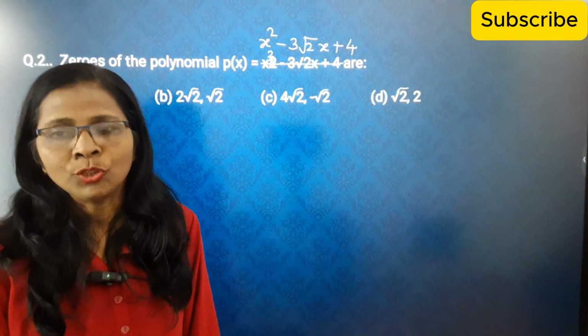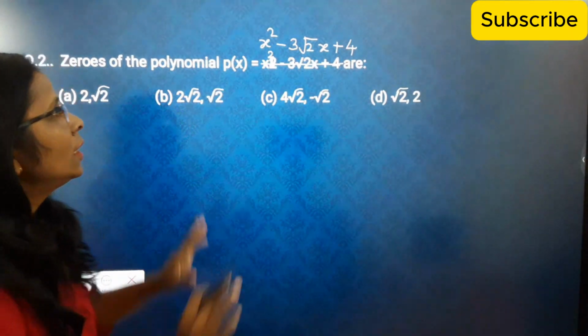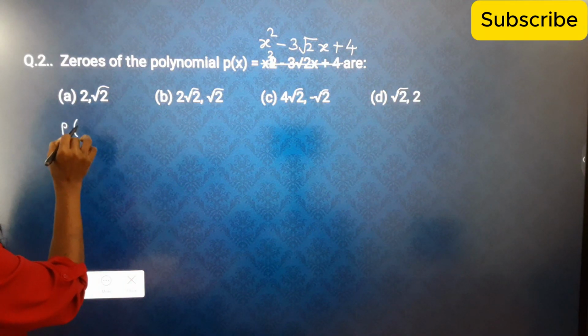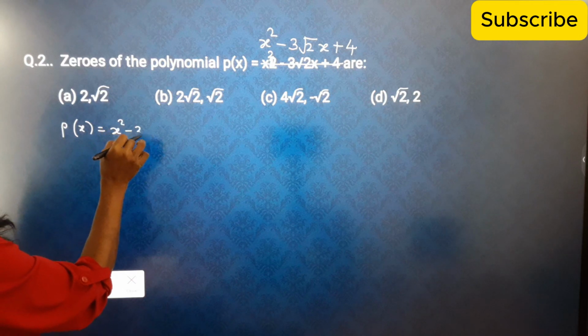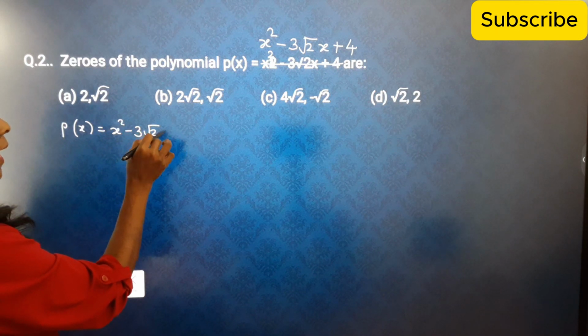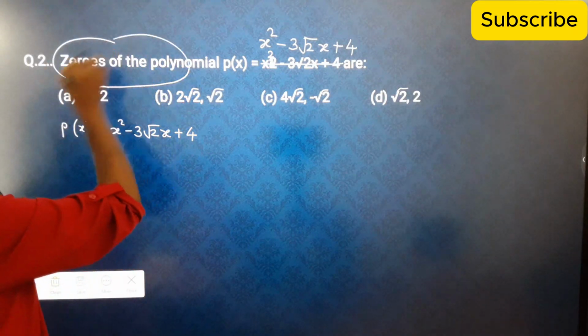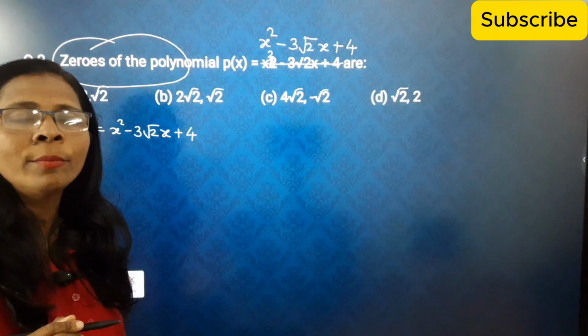How can we solve it? Simplify first. Our polynomial is p of x, which is equal to x square minus 3 root 2 x plus 4. Now here, zeros of the polynomial. So students, what are the zeros of the polynomial?